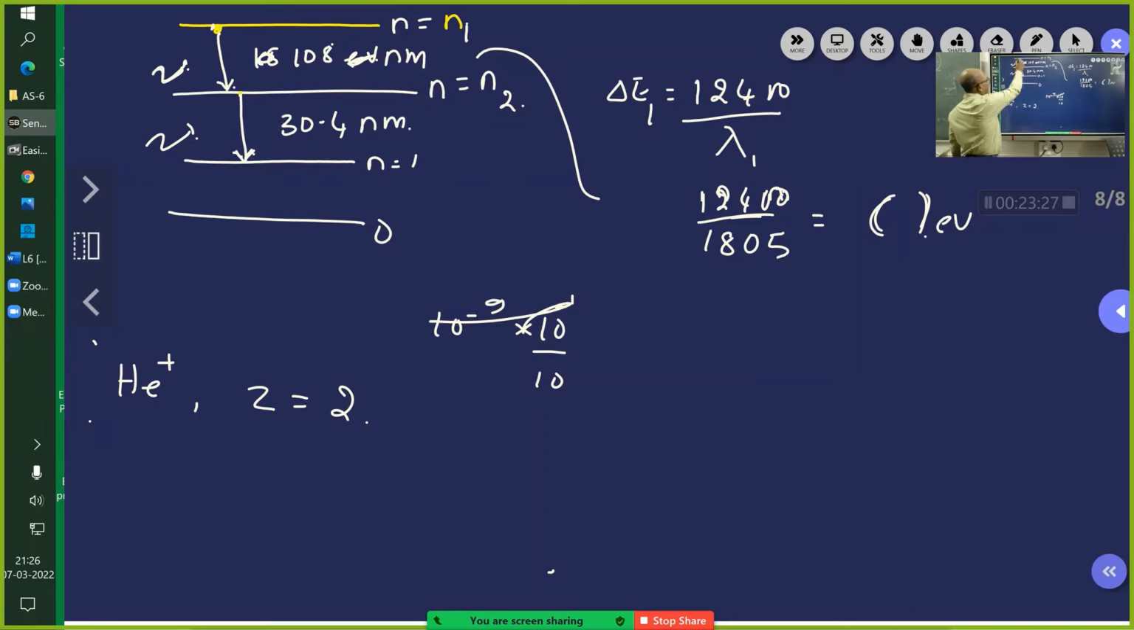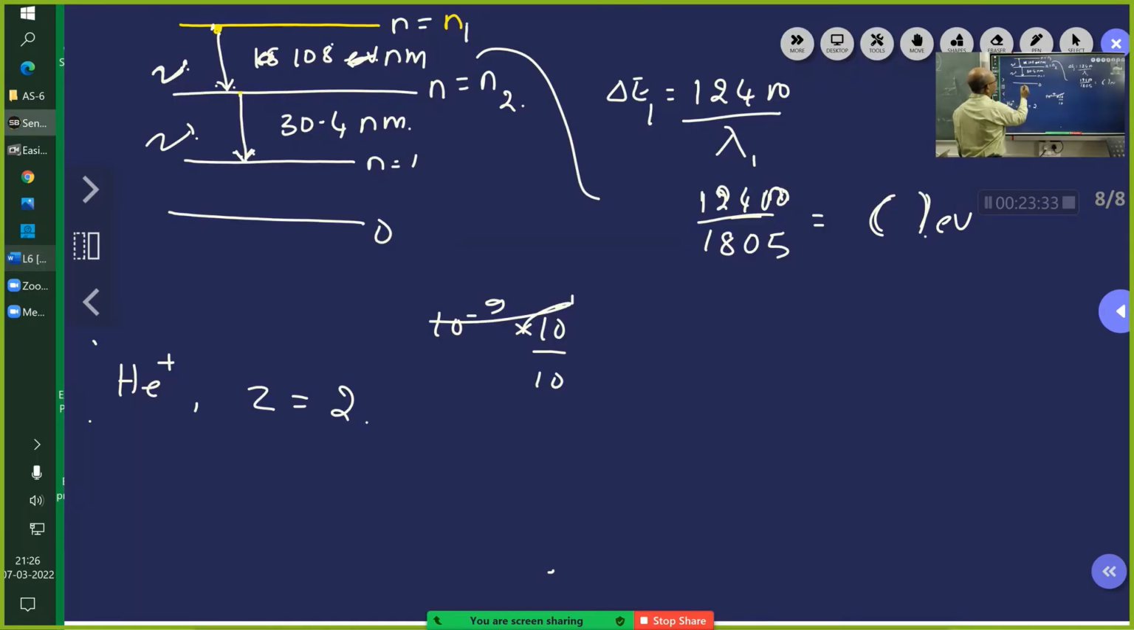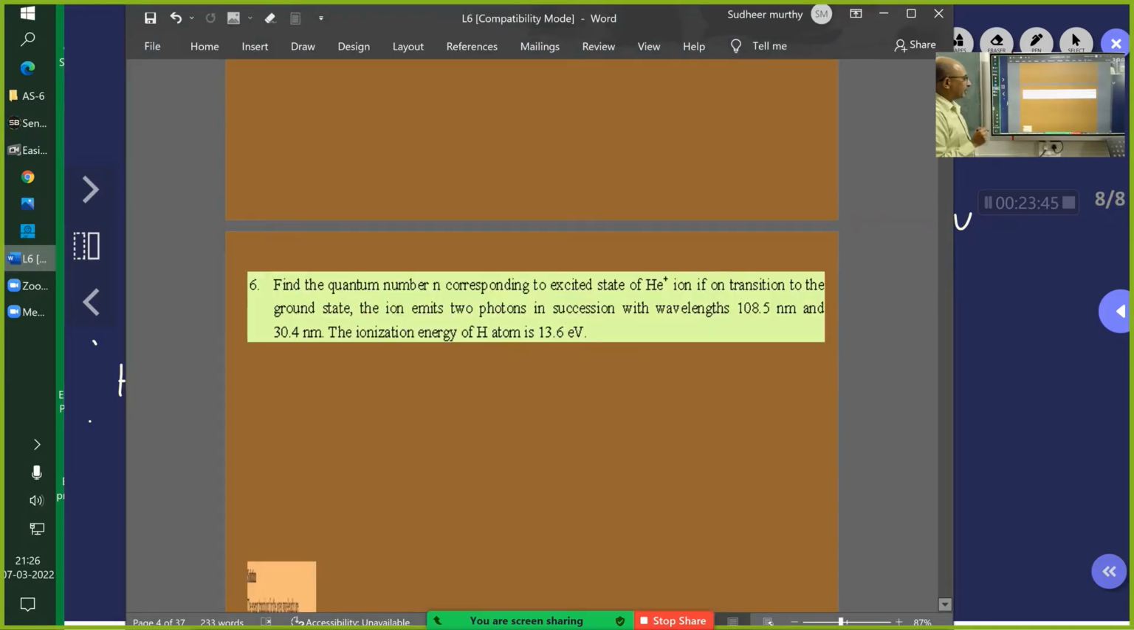See, it has jumped from here to here, and they have given this value. They have given the ionization of this. They have given this value. The energy level at this point is -13.6 electron volt. That value they have given. That is the ionization energy of the hydrogen atom there.